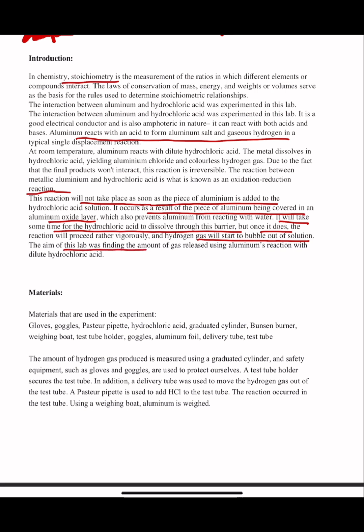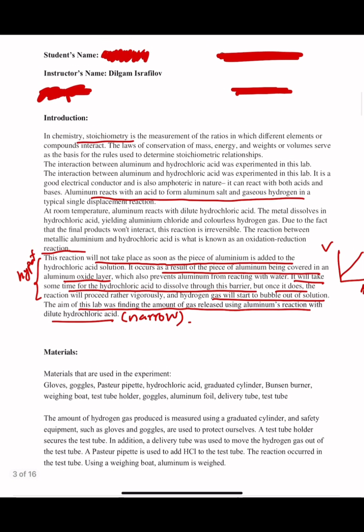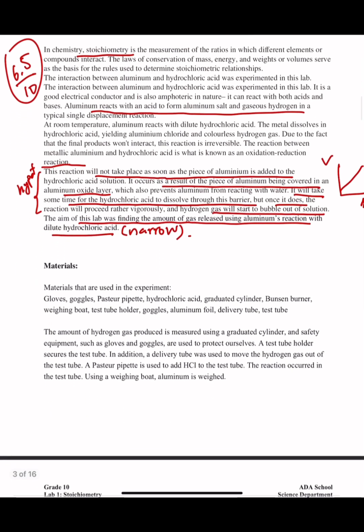The aim of this lab was finding the amount of gas released using aluminum reaction. Again, this is too narrow an aim. You need to talk about stoichiometry. For this one, this is a long hypothesis, and they didn't even talk about aluminum pieces and the increasing trend. As you increase the aluminum size, you will release more hydrogen gas. They didn't even state this, so I'm not going to consider this hypothesis written well, but the introduction is okay. So at this point, the person will get either 6.5 or 7.5, depending, as I said, on the average of the students.